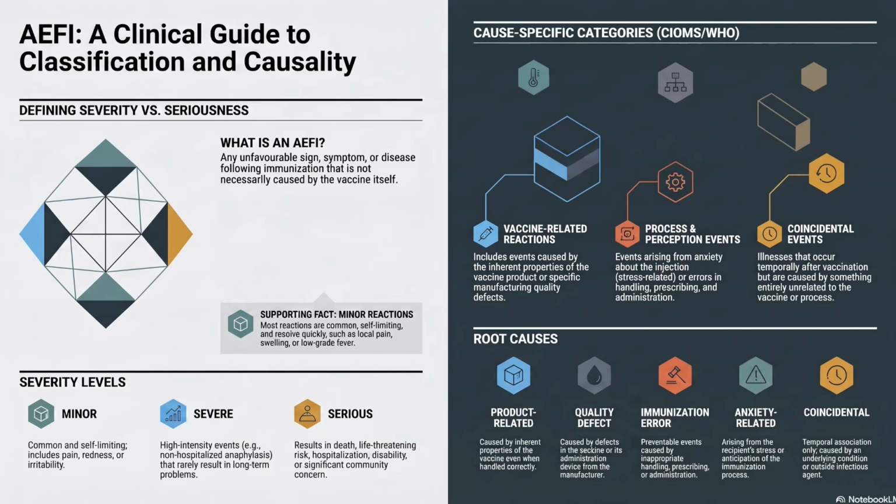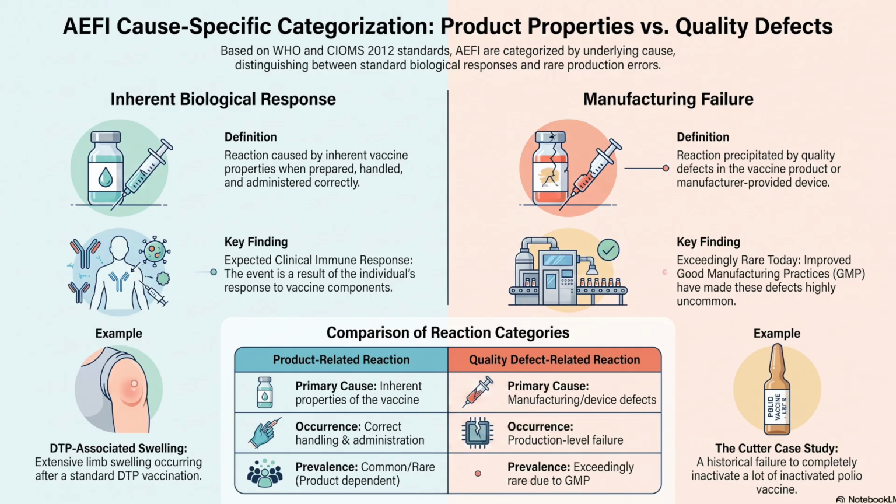Before discussing causality, we must understand another important distinction. Severity and seriousness are not the same. A severe reaction refers to the intensity of symptoms, for example, severe pain or high fever. A serious adverse event refers to its outcome, such as death, hospitalization, life-threatening illness, permanent disability, congenital anomaly, or any event requiring medical intervention. Most vaccine reactions are minor, self-limiting, and resolve within a few days.